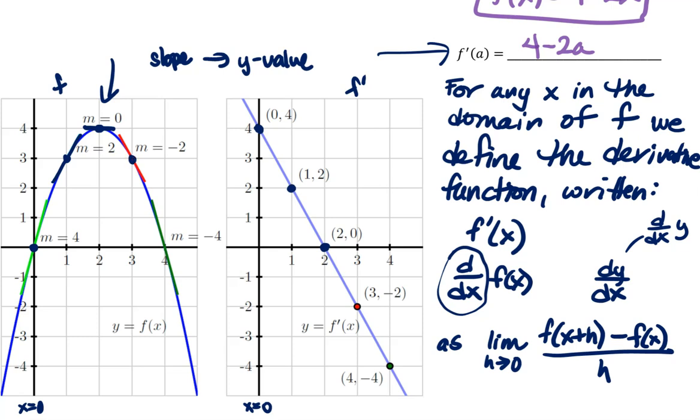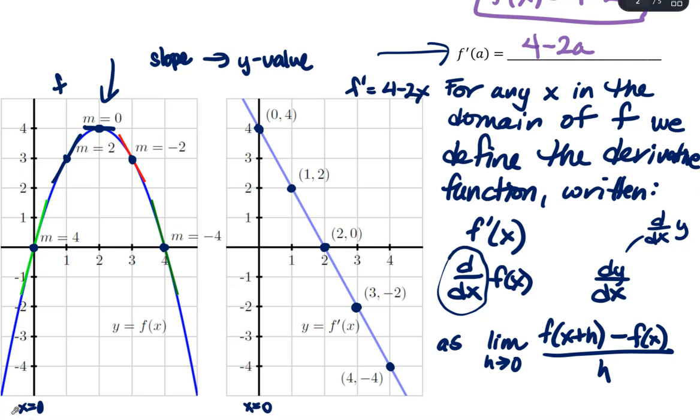If we look at x equals 3, we get a slope of negative 2, which means the derivative goes through 3, negative 2. And if the x value is 4, the slope is negative 4, which means the derivative goes through 4, negative 4. And you can see that same pattern we recognized up above. We've got a constant slope going on here. This is a linear function, and we already have its equation. It's 4 minus 2x.